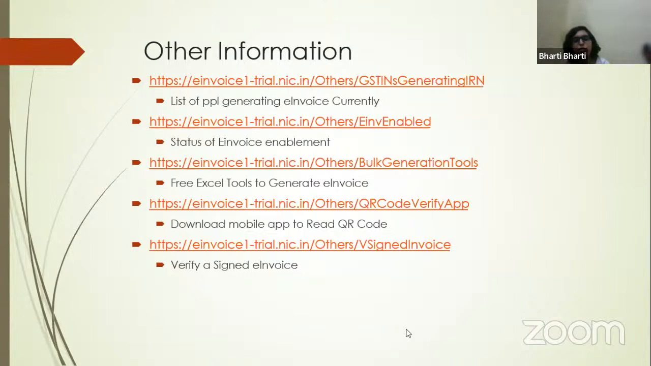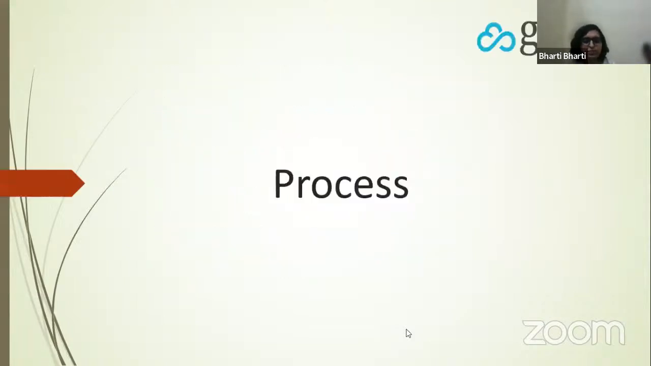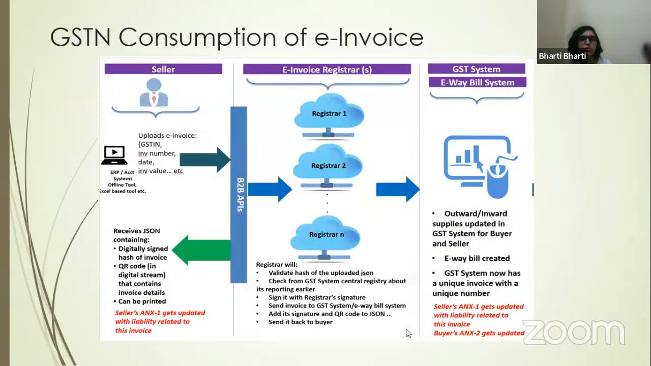Okay, so once you upload the JSON to the e-invoice portal, it gives you a response. It will show you a PDF as well as give you a JSON. That JSON can be used to verify a signed e-invoice. How does this process work?